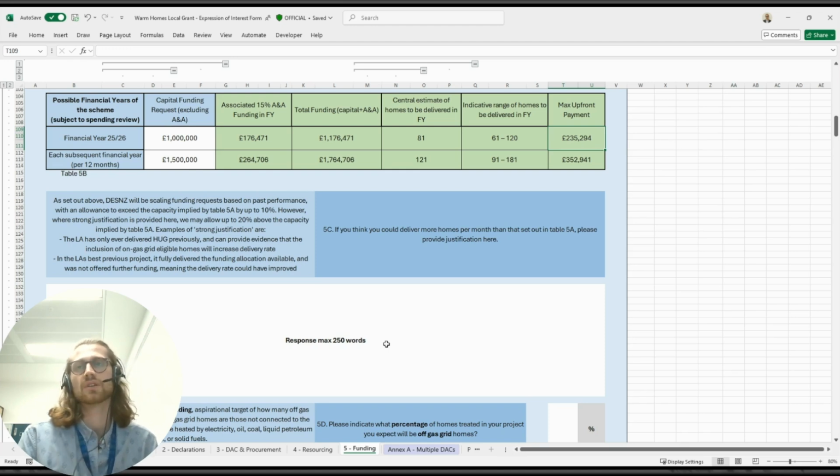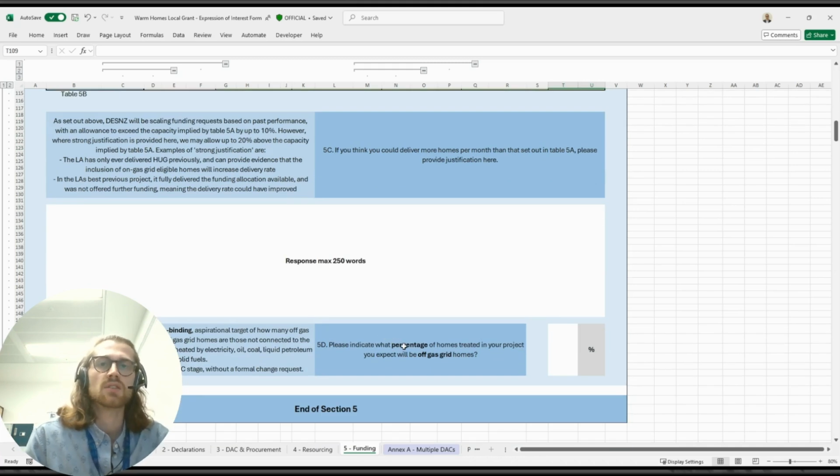So examples of strong justification would be that you've only ever delivered HUG previously, and there's evidence that including on-gas grid homes would increase your delivery rate, or, for example, that in your best previous project, you fully delivered the allocation that was available, and there was no extra funding on offer, meaning you were sort of limited in your delivery rate artificially. So if you think that applies to you, then please provide some detail here.